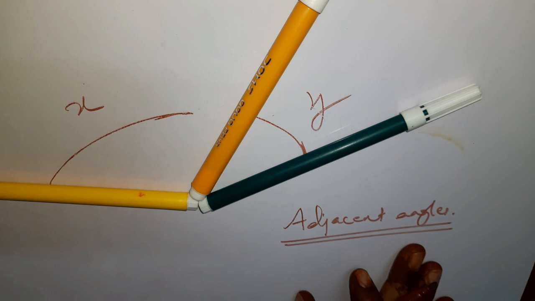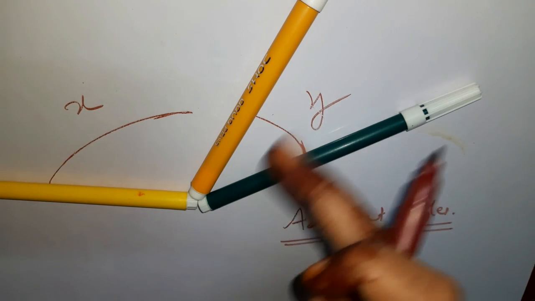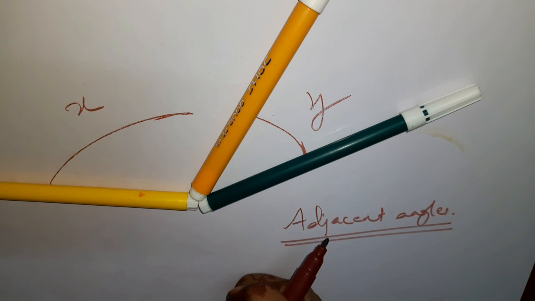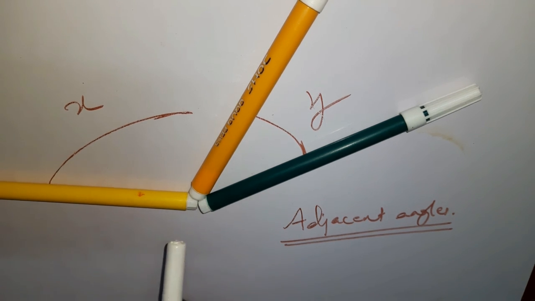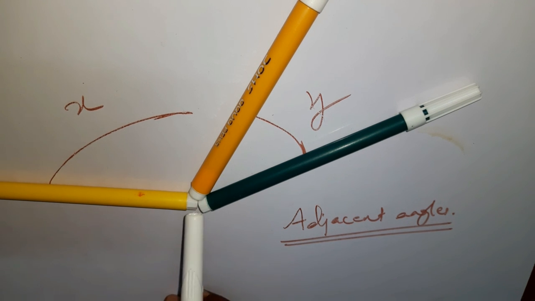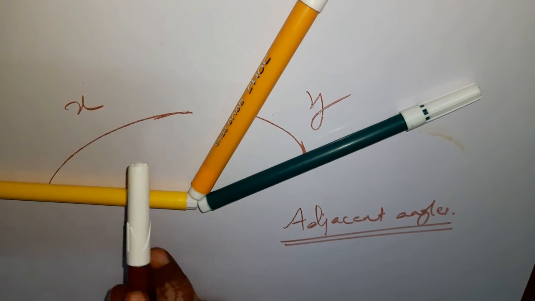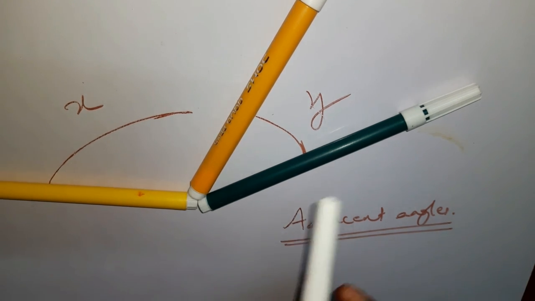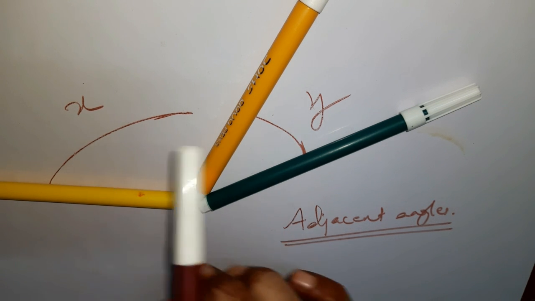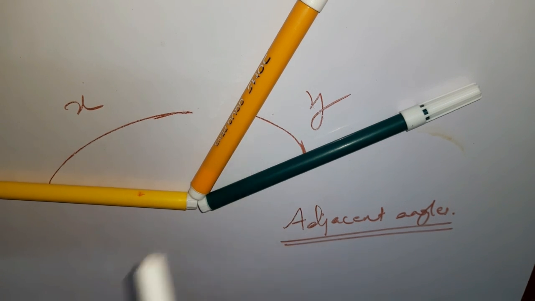So in adjacent angles, what do we have? We have one common arm in between. Adjacent angles always have one common arm and they share a common point. You can see here that this point is shared between these two angles. If you consider this as a single point, then this point is shared between this angle as well as with this angle Y. So we can say that X and Y both are forming a pair of adjacent angles.